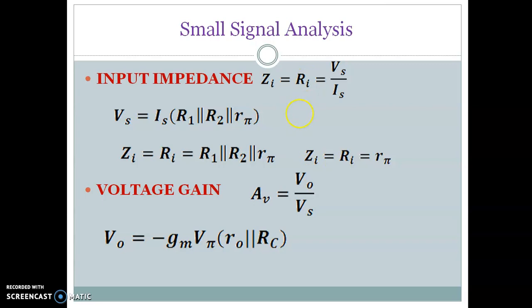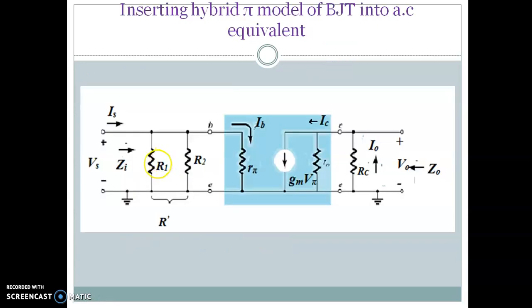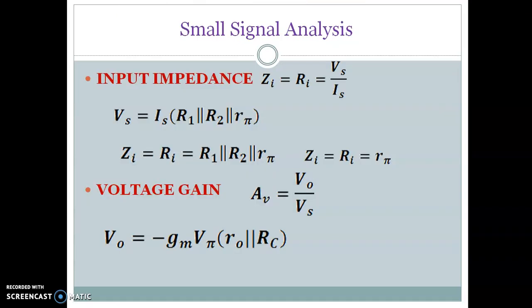So the input impedance Zi is given as Ri equal to Vs by Is. So Vs is equal to Is times R1 parallel R2, which is R dash parallel R pi. So Zi, nothing but Ri, is equal to R1 parallel R2 parallel R pi. All three are in parallel. Out of all that, R pi is the smallest value, and we know that when resistors are in parallel, the equivalent resistance will be close to the lowest. So your Zi is equal to Ri is approximately R pi.